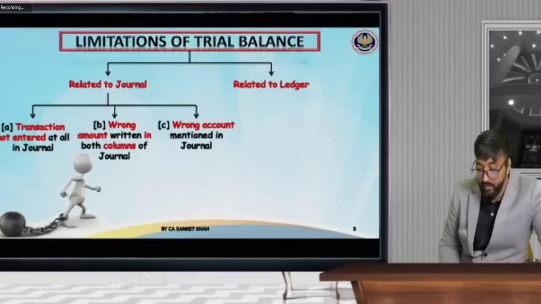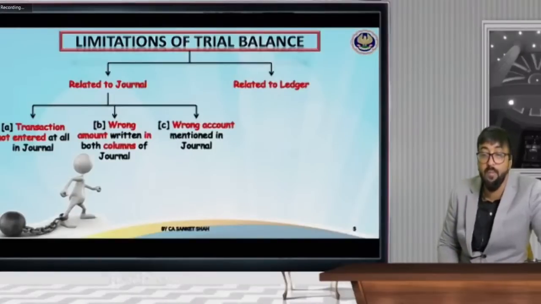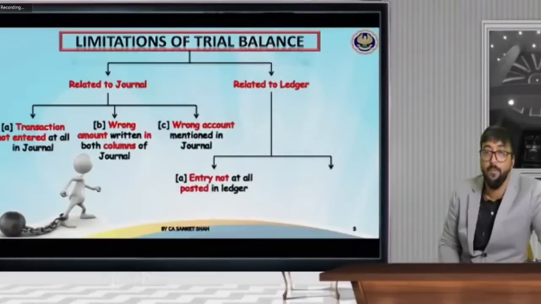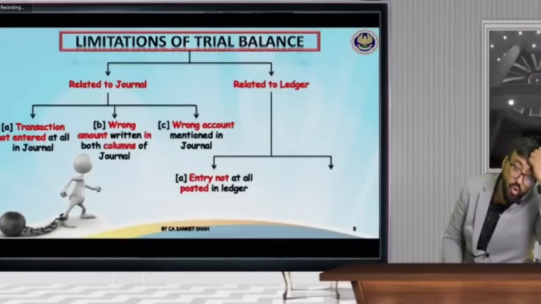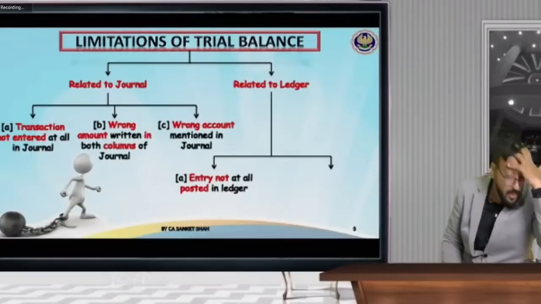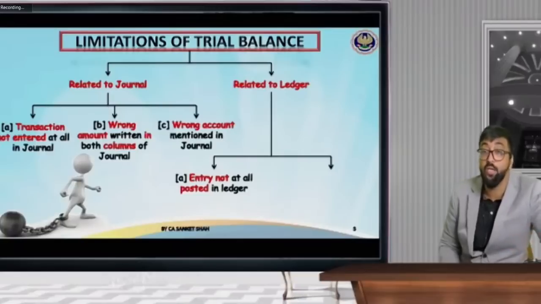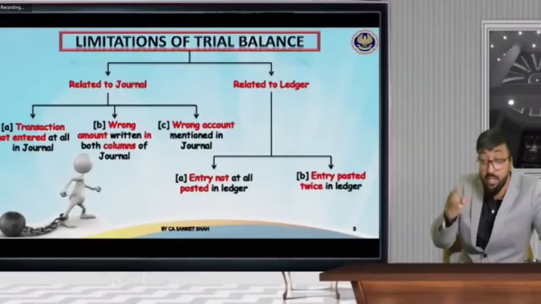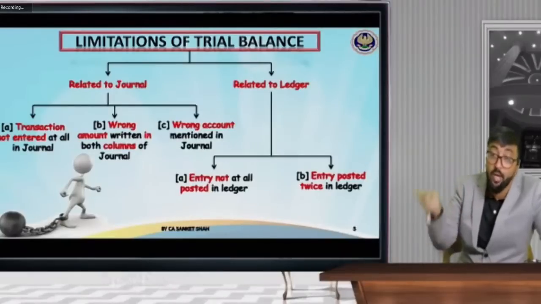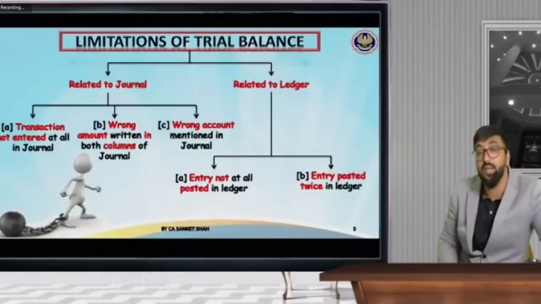And third one, wrong account mention. Beta, instead of Shalu, you have debited Bhalu. Okay, so Shalu के बदले में भालू को डेबिट दिया, so that is also wrong account mentioned in the journal. Okay, still your trial balance is tallying. Entry is not posted in ledger, sir. Oh, I forgot to post journal entry in the ledger. Okay, so entry not at all posted in the ledger, still your trial balance is tallying. And entry posted twice, sir. Every debit has a credit, 2 times debit, 2 times credit, still my trial balance is getting tallied.